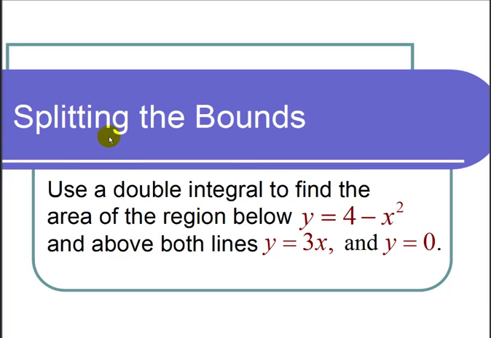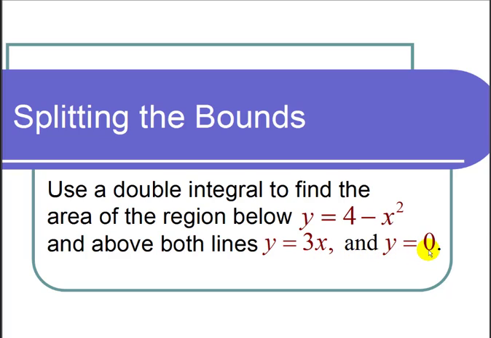This is a video on splitting the bounds. The question states, use a double integral to find the area of the region below y equals 4 minus x squared and above both lines y equals 3x and y equals 0.